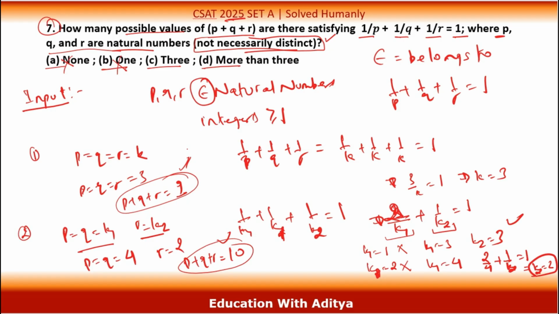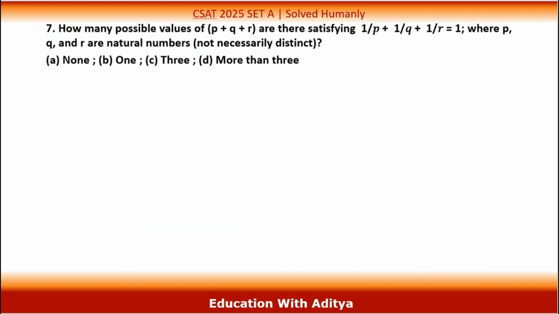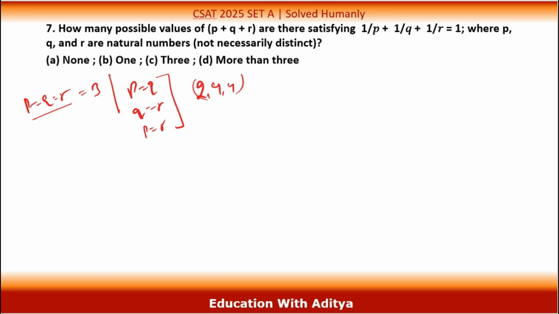How do we find that? What we have seen so far is, if P equals Q equals R, there is a unique solution where these are equal to 3. If any two of them are equal, be it P equals Q, Q equals R, or P equals R, then the solution would be 2, 4, 4. We can rearrange them as per the condition. And the question is not asking how many ordered triples of P, Q, R can be made. It is asking for the sum. In any case, the sum will be 10, so only one solution will be counted.